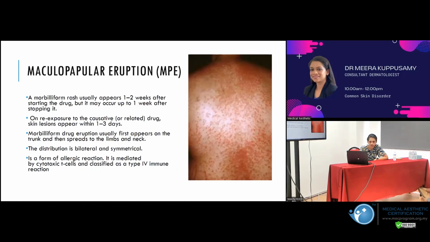Usually it starts on the trunk and then spreads to the limbs. Like the example of chickenpox, it always starts on the head and then spreads downwards. So they have different ways of spreading. And usually quite symmetrical, so both arms will be involved or both legs will be involved.